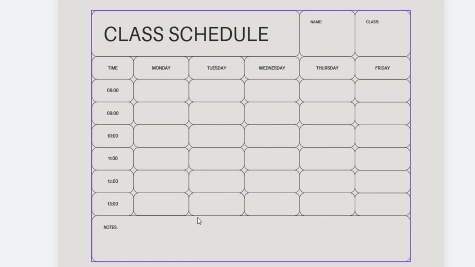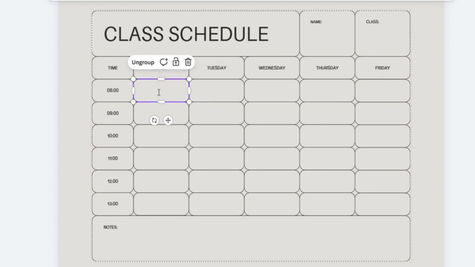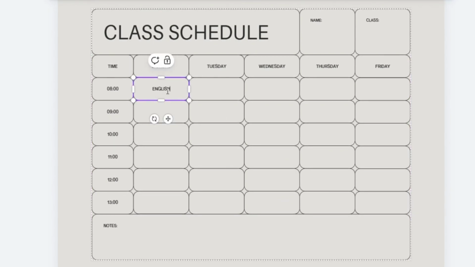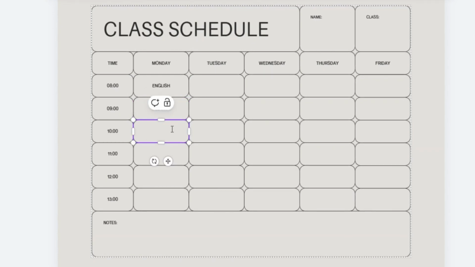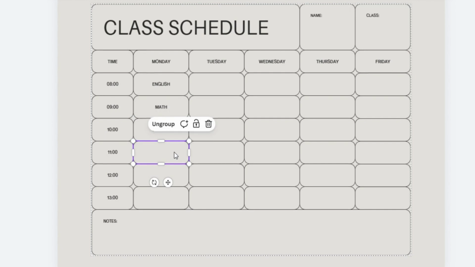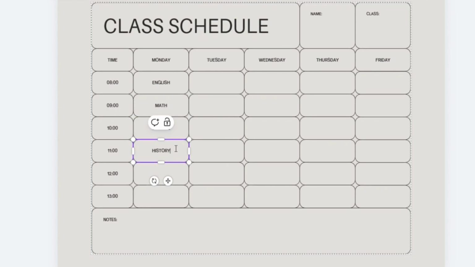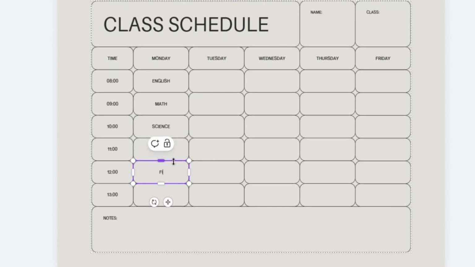To add my subjects, I click into the first time slot and type in English. I then move down to the next row and type in Math, followed by Science in the next slot. I continue this process, filling in History, then Filipino, and finally MAPE into the consecutive time blocks.